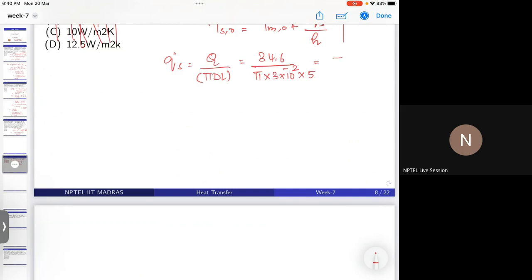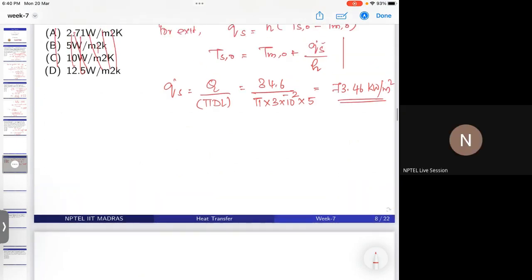I think it should be some 73.46 kilowatt per meter square. Yes, sir. So our first task, Q dot S, we found out. Next is H we have to find out.